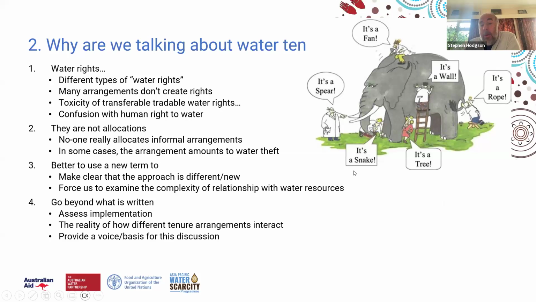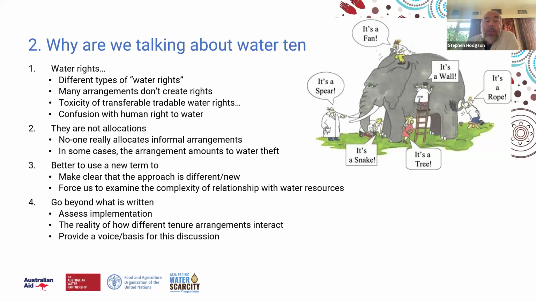Second, they're not really allocations. If someone's stealing water, it's not really an allocation. It's just theft. In fact, informal arrangements are not allocated. So talking about allocations gives them a kind of status they don't deserve. Same with entitlements. They're very often not entitlements.